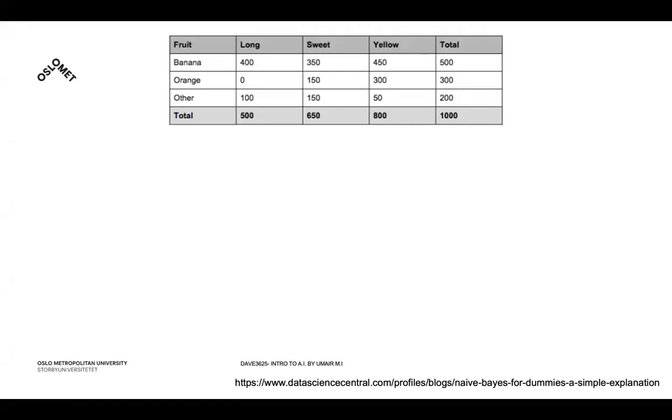So for banana, you have given it a high score of 400. And that's just the data set you have, right? It can be any kind of data set. It could be a weight, it could be the quantity itself. So you have like 1,000 fruits and 400 of them are bananas which are long. 350 of those bananas are sweet. 450 of those bananas are yellow, right? But in total, you have 500 bananas.